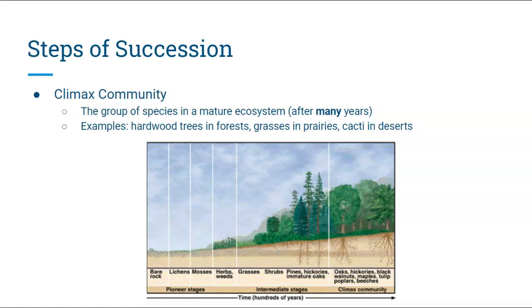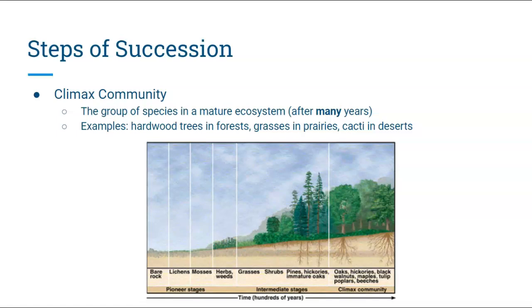When the ecosystem grows back to where it was prior to this disturbance, we call that the climax community. This is like the end goal. This climax community consists of the species that would be found in a mature ecosystem. So this is after many years. It could be hundreds of years, like 150 to 200 years, but you're talking about a long time. This does not happen overnight. This does take quite a bit of time to get to the climax community.